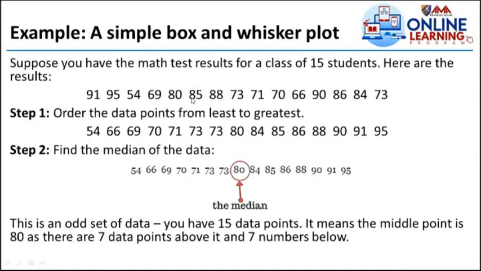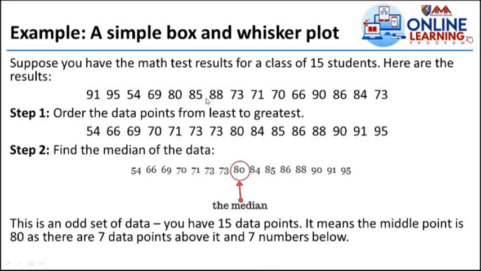Example, a simple box and whisker plot. Suppose you have the math test results for a class of 15 students. Here are the results. 91, nandito siya, no? There are 15 students. So, there are 15 data points. Step 1, order the data points from least to greatest. So, i-arrange po natin, tulad pa ng dati, from lowest to highest. Find the median.